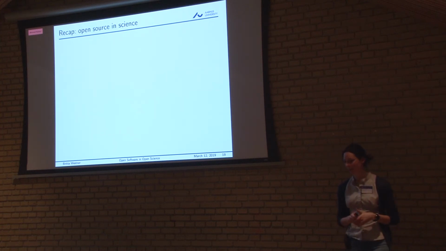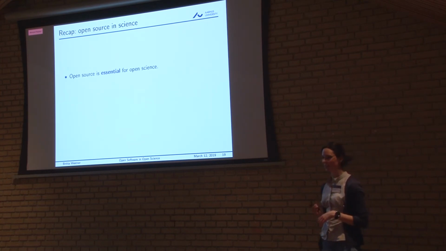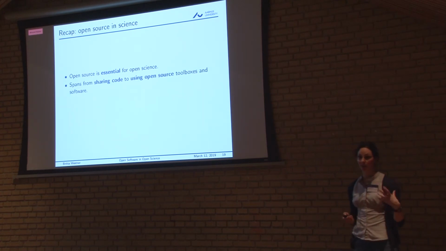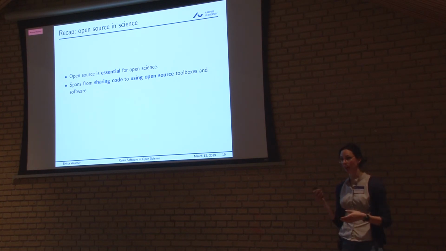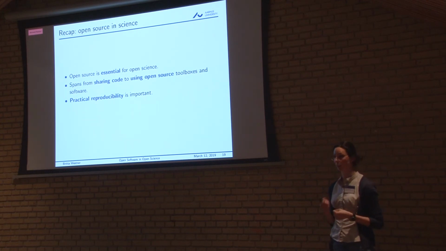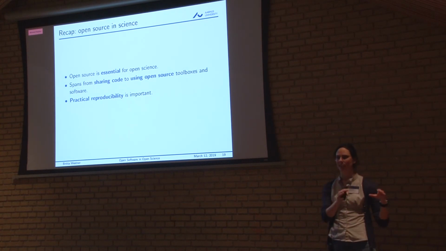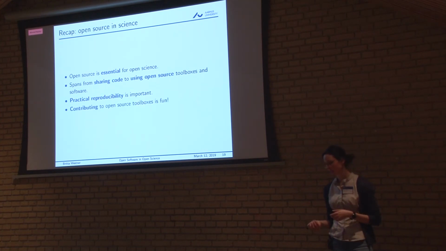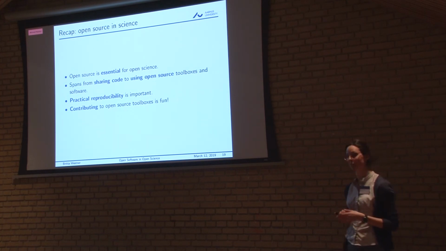Okay, so that's the part about open source in science, and I hope that I convinced you that open source is essential for open science, because the analysis step cannot really be a black box in the whole framework of your study. I showed you that this really spans from sharing your own code to having open source toolboxes and either using them or also contributing to them. I hope that I made a case for practical reproducibility, that this is important and that it's not just about dumping it somewhere online, but thinking about how this is done best for the science community. And I hope that, at least in some of you, I sparked a bit of interest for contributing to open source toolboxes if you don't do it already.